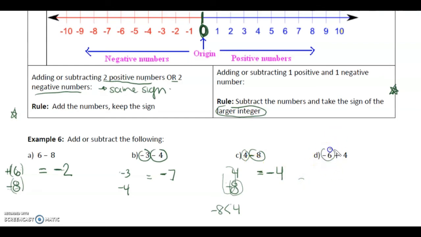Okay, and D, we have negative 6 and we have a positive 4. Again, subtract these, we get 2, and the negative sign is on the 6, so we're going to take the negative as our sign. So our answer there is negative 2.